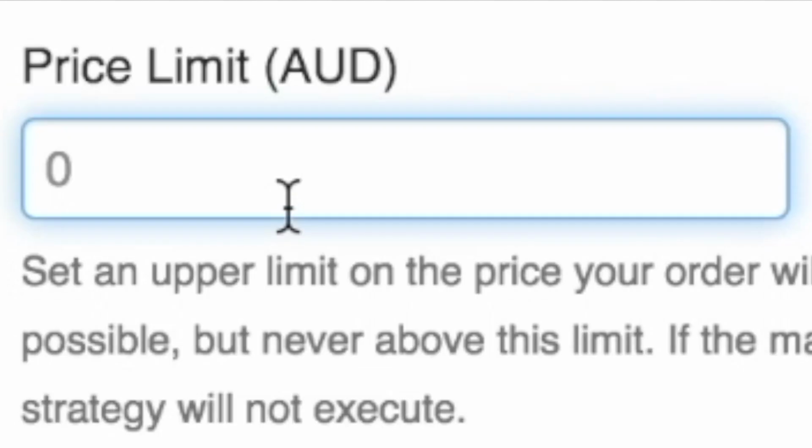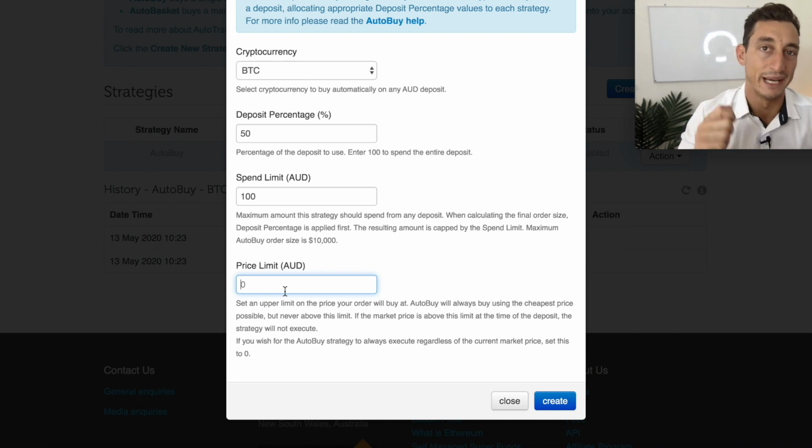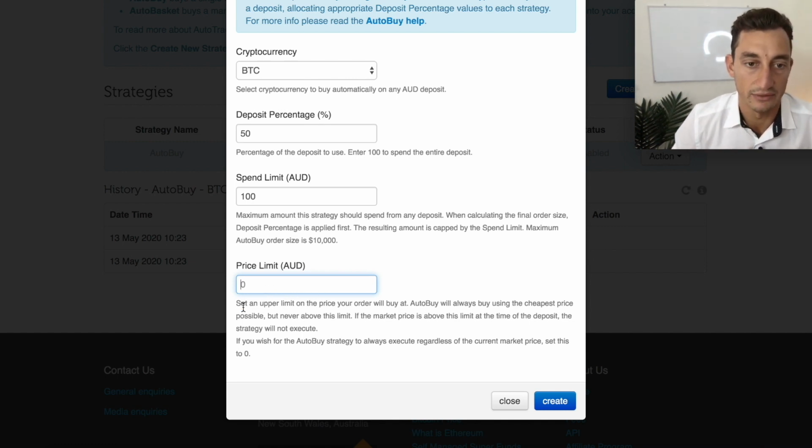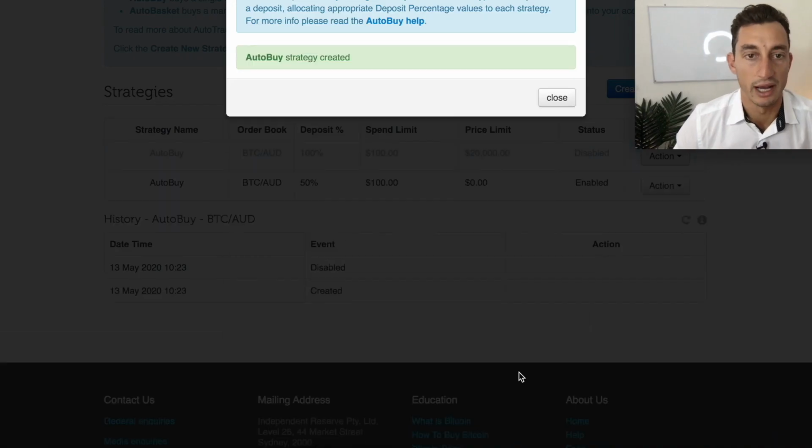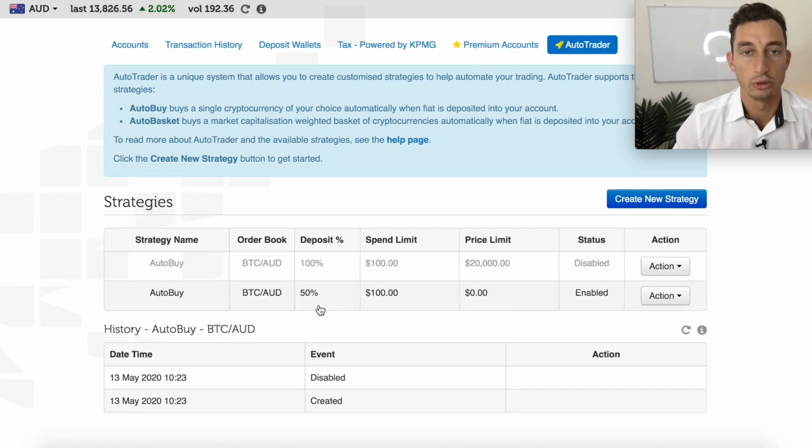This time we're going to say price limit. There is no price limit. We just want to keep buying Bitcoin every time we put money into our account. So we have to leave this at 0. That's what it says here. If you wish for the auto buy strategy to always execute, regardless of the current market price, set this to 0. So we're going to do that. Hit close. Cool. That's the first thing.